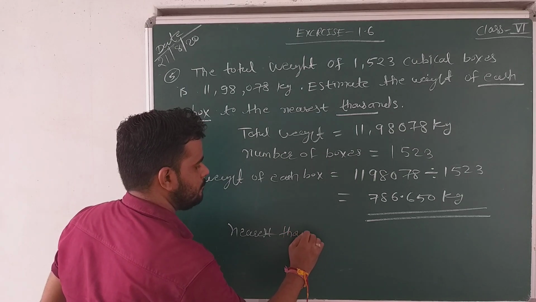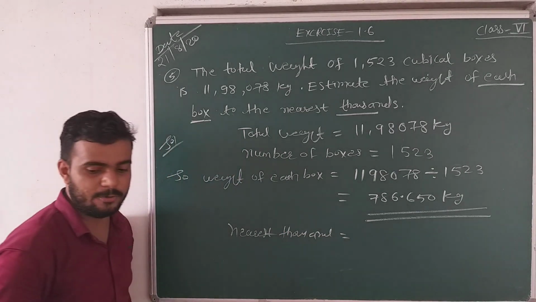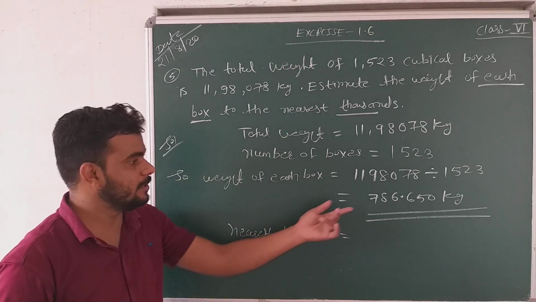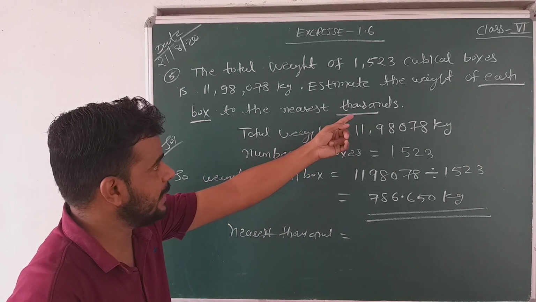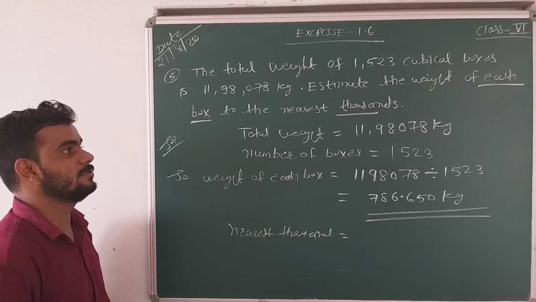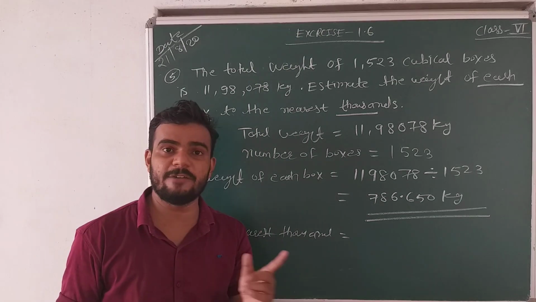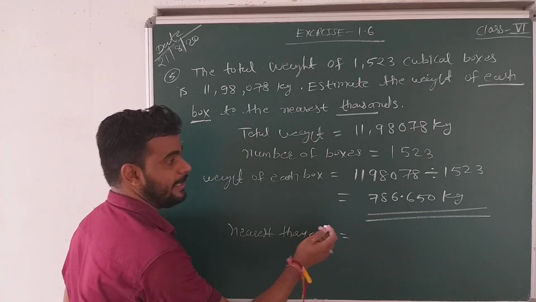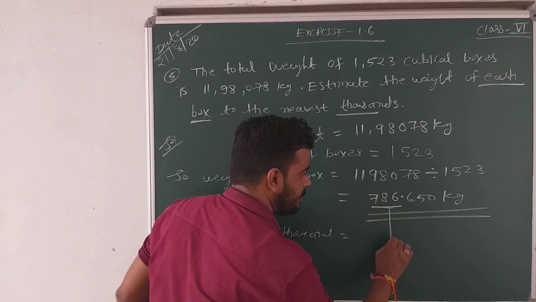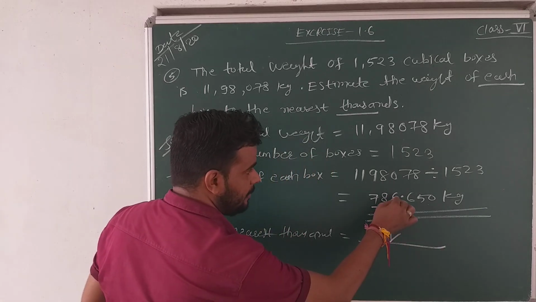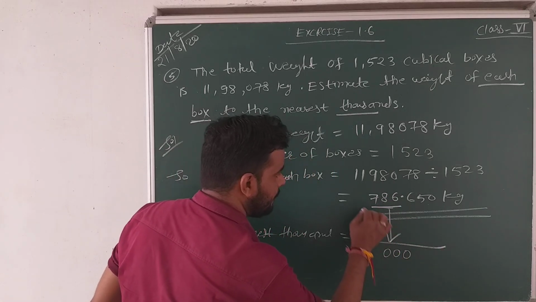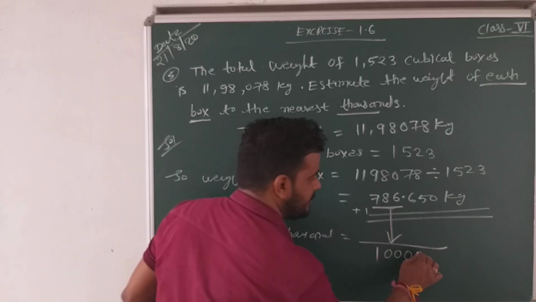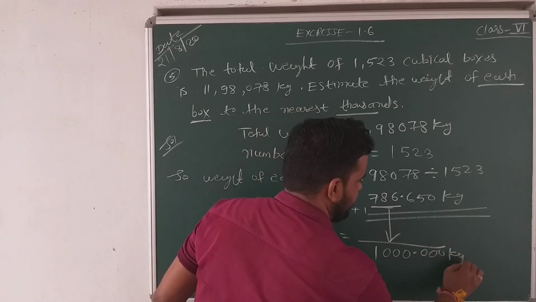For the nearest 1,000, just check the last three digits. Whether the last three digits are more than 500 or less than 500. Not including the point, before the point it is 786. 786 is more than 500. So directly instead of 786 we will write 0, 0 and 0, and in front we will add 1. So the result is 1,000 point, and instead of 650 it is also 000 kg. Okay.